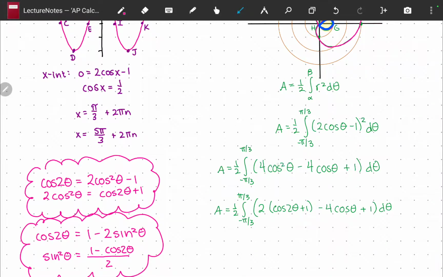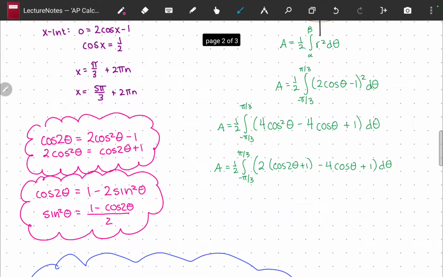And then actually hidden in here is a 2 cosine squared, and I have 2 cosine squared right there. So I just solved for that, and then I put it in here. And then we have the rest of it. And then it would become very straightforward to integrate.